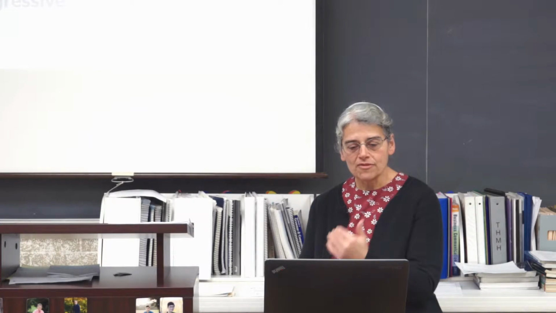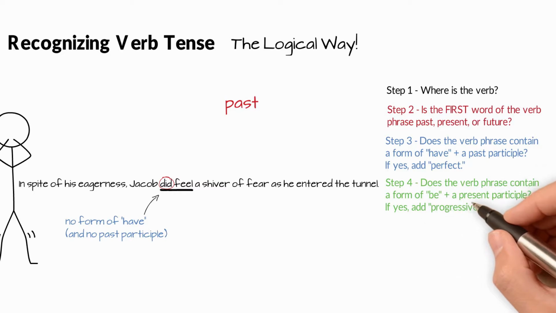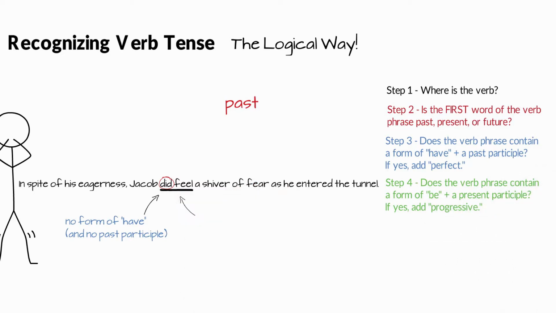Step number 4, if they have a form of be, am, is, are, was, were, be, being, been, and a present participle, which is the ing, if they have that, it's a progressive tense. So we continue. Step 4, does the verb phrase contain a form of be plus a present participle? If yes, add progressive. But again, this is not the case.